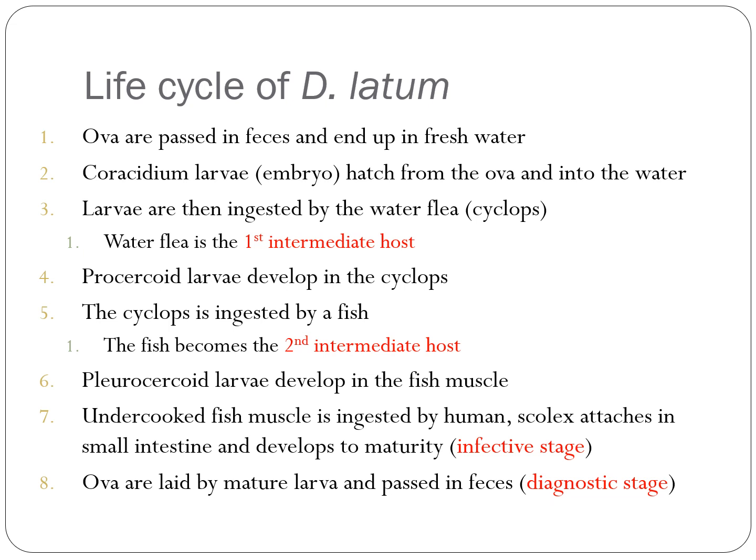The procercoid larva is ingested by a fish. The plerocercoid larva develop in the fish muscle, and that is the infective stage. Okay? Undercooked fish muscle is ingested by the human. The scolex attaches in the small intestine and develops to maturity. Ova are laid by mature worms and passed in the feces, and that's going to be your diagnostic stage. For Diphyllobothrium latum, some symptoms would be appearing anemic because the worm actually absorbs host vitamin B12.